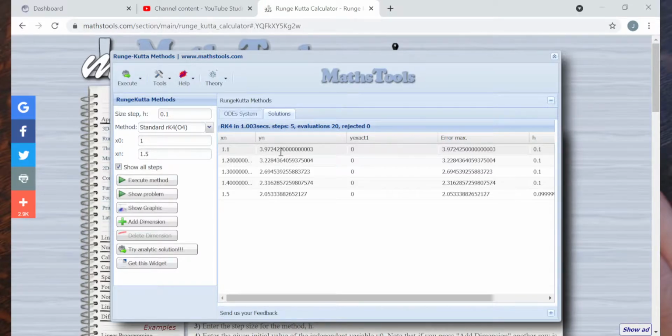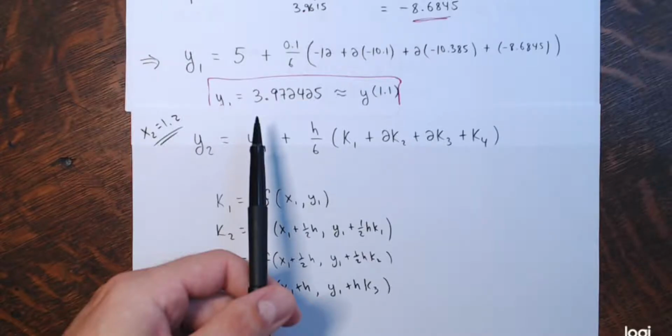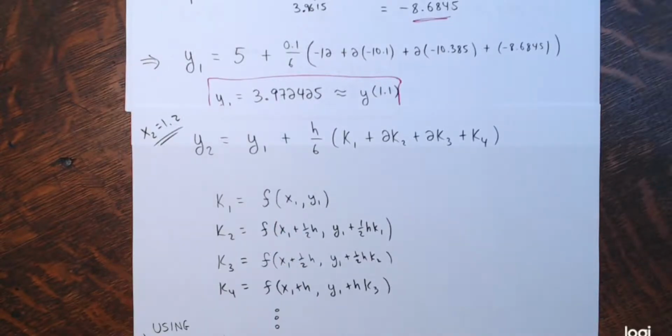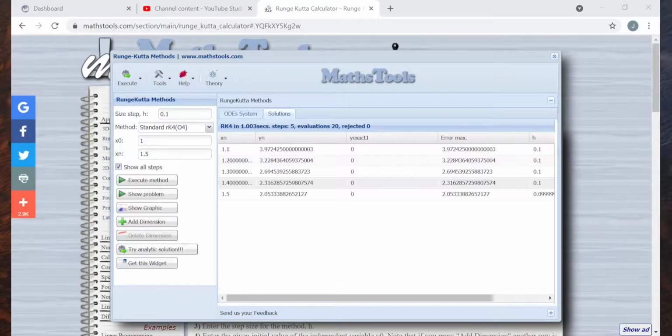Right, 3.972425 was about y at 1.1, and that's exactly what I'm seeing in this table. So the value of y at 1.2 would be about 3.228436, and we eventually get down to y at 1.5. So again, they're doing this RK4 method for you, and I would highly recommend just using this.